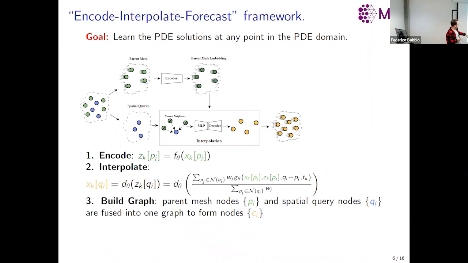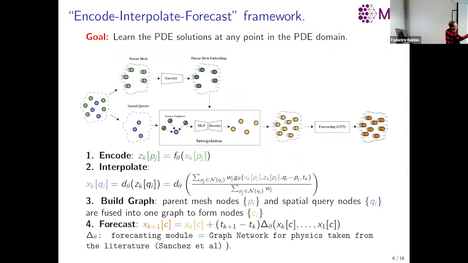For this, we first build a graph that encodes all the information and fuses together the information about the parent nodes and the query nodes. The edges of the graph have the information of the distances and all the correlations between the points. Then on top of this, we have a forecasting module, which is a graph network that predicts, for all the points at all the locations, the PDE solution in the future.